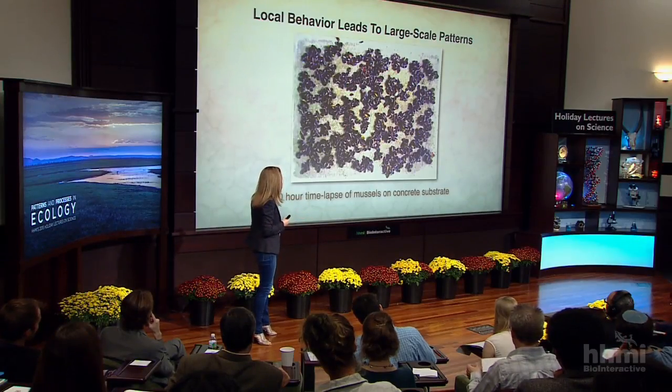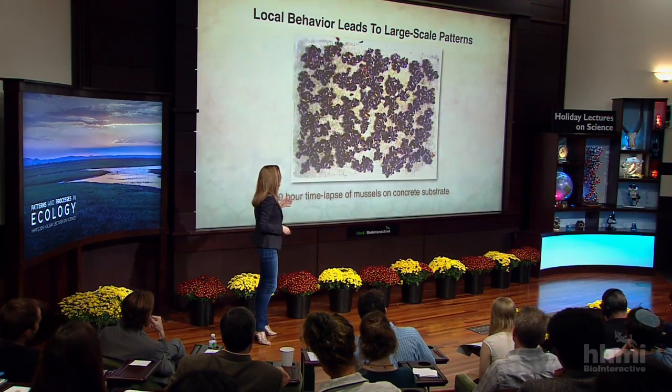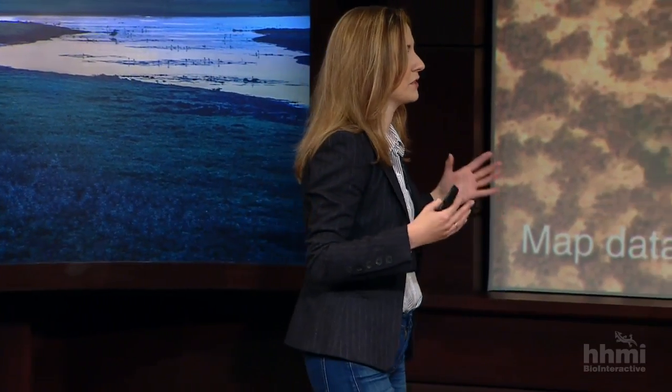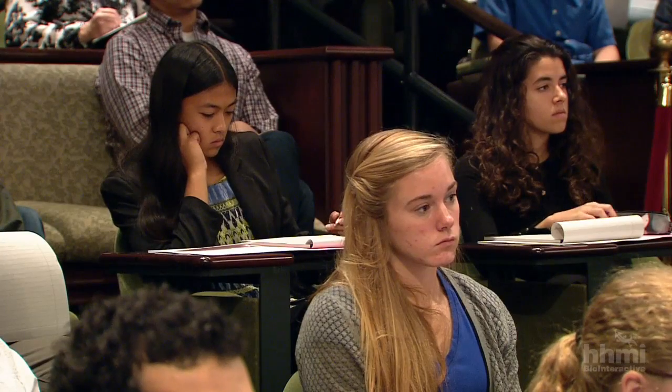So this is not abiotic. This is not that the substrate was somehow streaky and the mussels just organized like that. It's the mussels actively organizing themselves on a very local scale that produces that pattern. So keeping that in mind, we're going to ask the same question about vegetation in this lecture. How do we get these large-scale vegetation patterns that can come in very different shapes? And we'll go through a bunch of them.